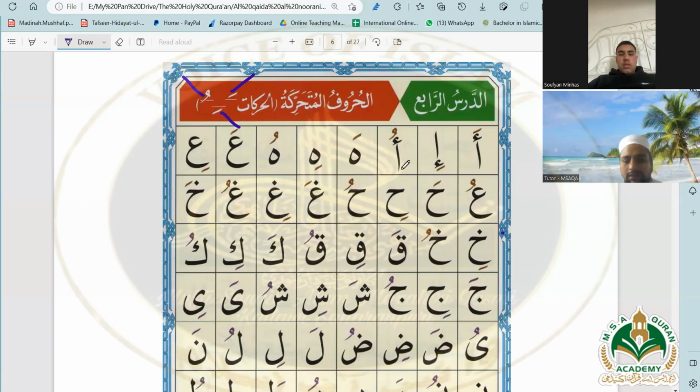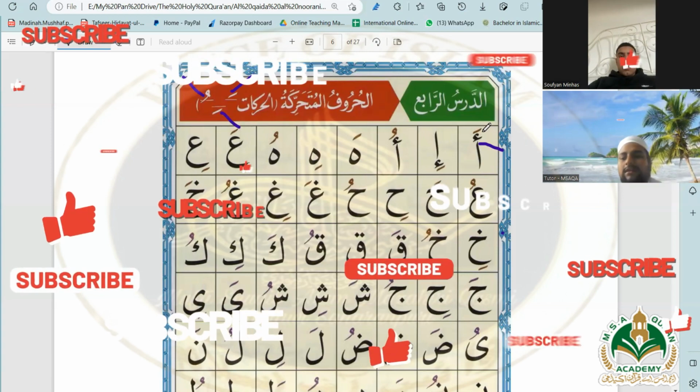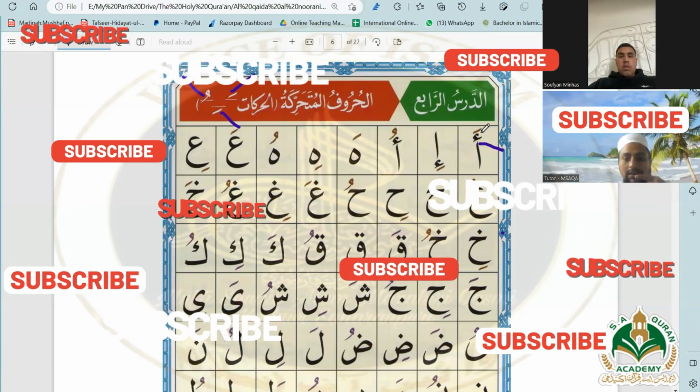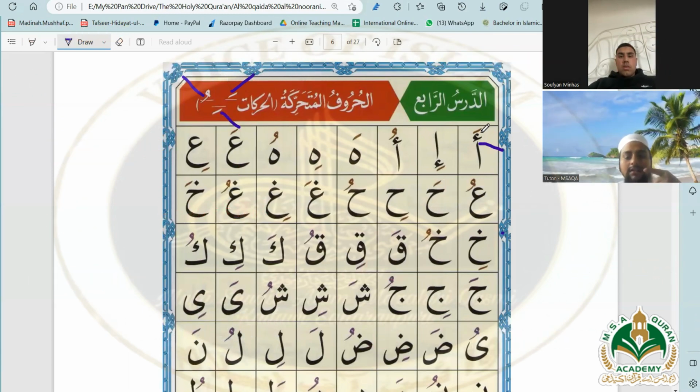So we just have to spell these letters, and we have to remember the sounds. Very important thing. Like we know this is Hamza, in the shape of alif, with Hamza on top. Then on Hamza there is Fatha. First we have to read the letter, then we have to read the haraka. Hamza, Fatha, A. A is the sound.